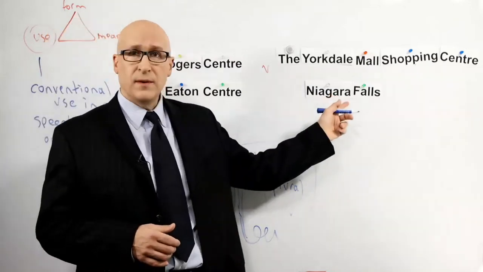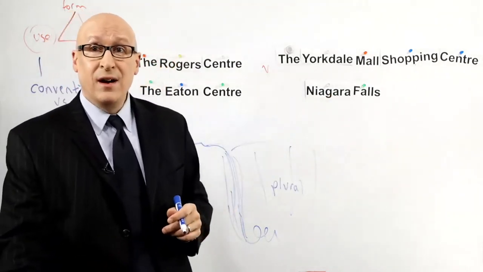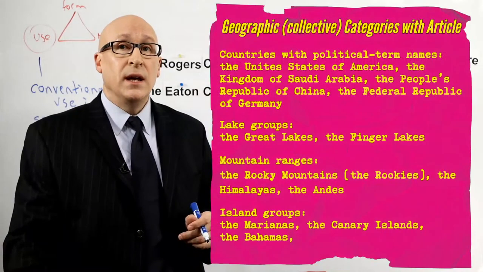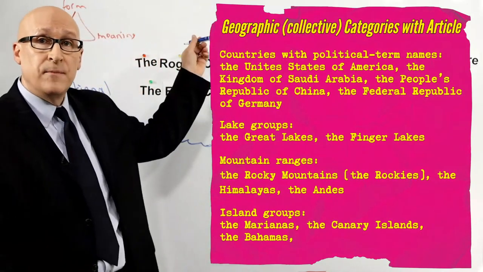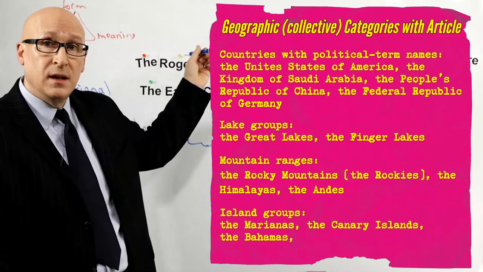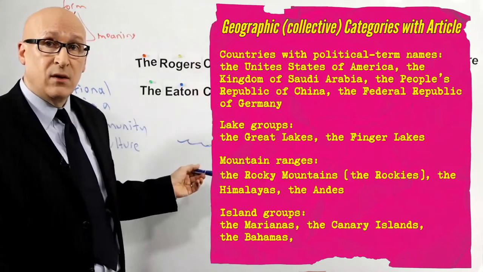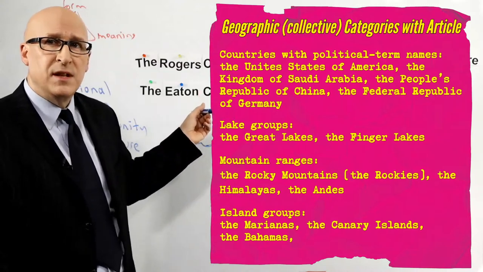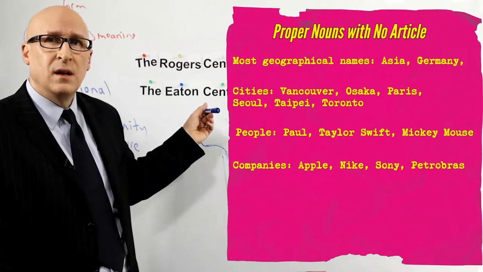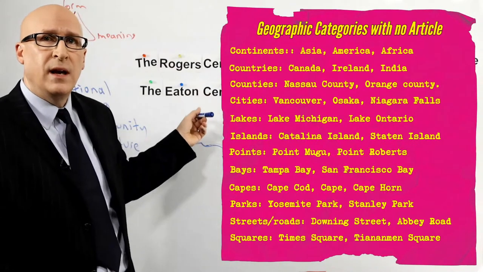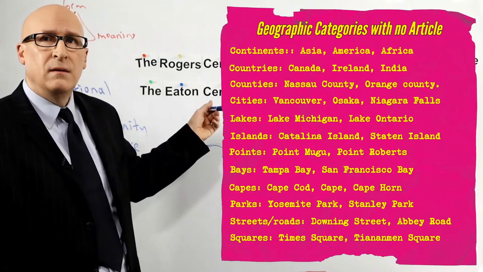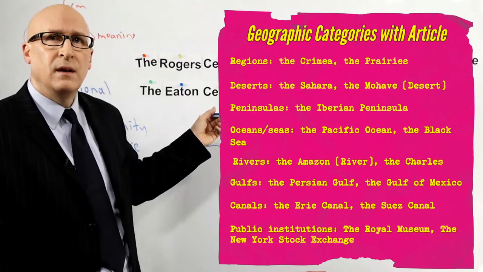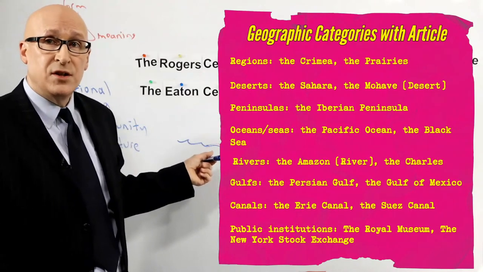So when we talk about that, why don't we say the Niagara Falls? According to our graphic, it falls into the category of collective geographic places, right? Like the Niagara Falls, not mountain ranges, not lake groups, maybe rivers. Didn't we have one that said rivers? Yeah, we did, I think. Yeah, here. The Amazon River, the Charles River.